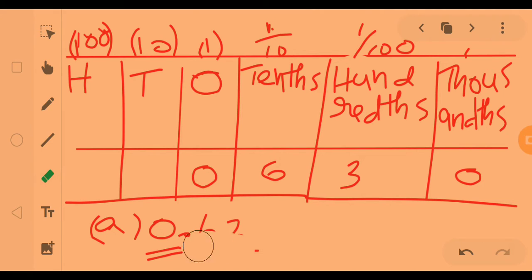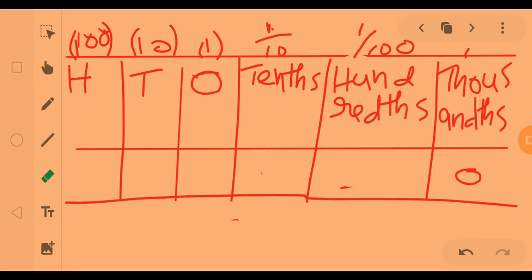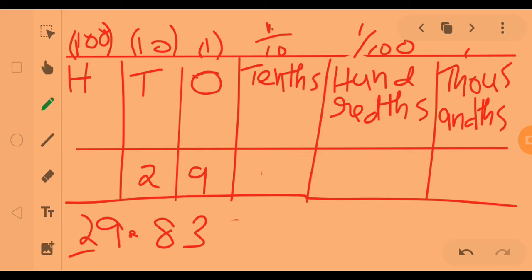So let us see another number. The second number is 29.83. Here 2 is the tens place digit, so we give tens place 2, and 9 is at the ones place. Then on the decimal side, the tenths place digit is 8 and the hundredths place digit is 3. So we inserted 29.83 in the place value table. You can see here. So let us see another number.